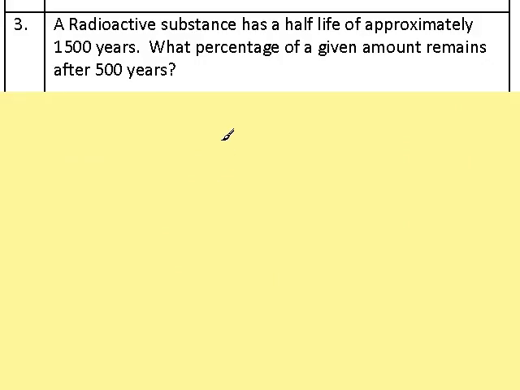Number 3 says that a radioactive substance has a half-life of approximately 1,500 years. What percentage of a given amount remains after 500 years? So let's start by writing down our exponential function, and we're going to use the half-life that we were given to figure out k.